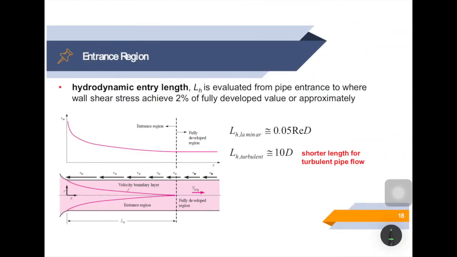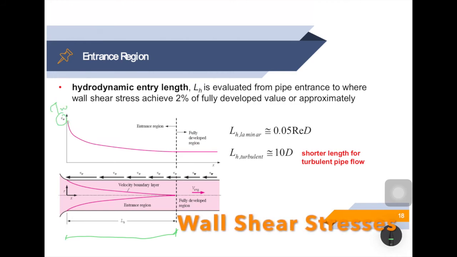So let's take a look at the hydrodynamic entry length. If you consider fluid flow in the hydrodynamic entrance length, what happens is that the wall shear stress, τw, is the highest. So initially the wall shear stress is very high. It is the highest at the pipe entrance, where the thickness of the boundary layer is smallest.